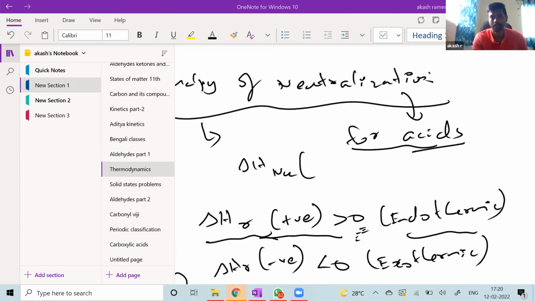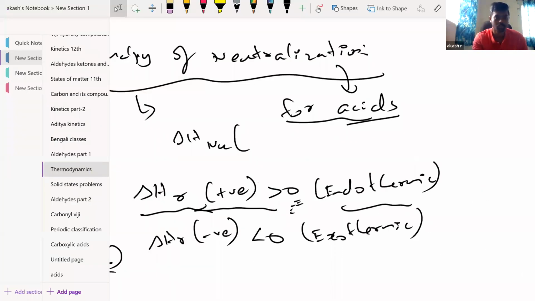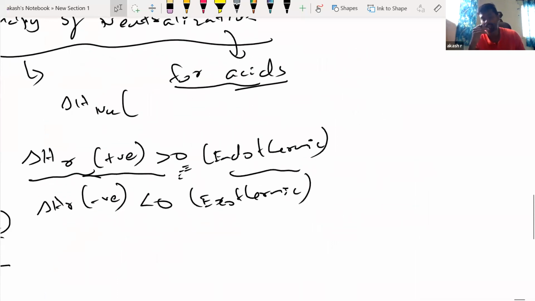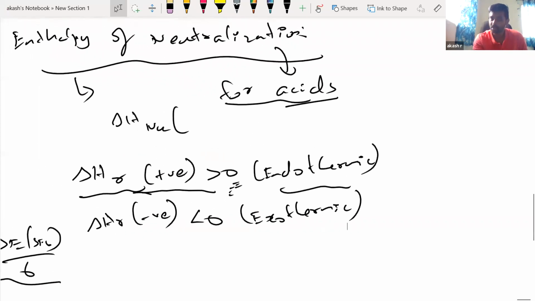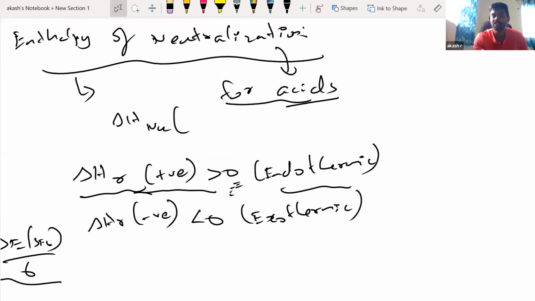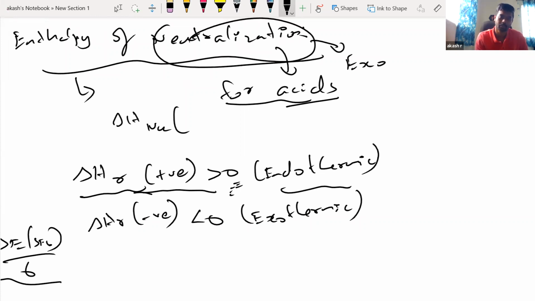Okay, right. So this is how we see whether the process is going to be an endothermic process or an exothermic process. Now obviously any neutralization reaction will always be an exothermic reaction. You might have learned about this in your 10th class also. All neutralization reactions are exothermic reactions. A lot of heat will be evolved during the reaction.